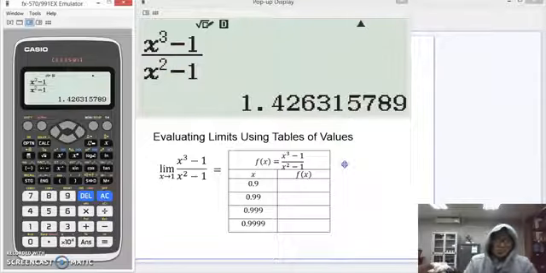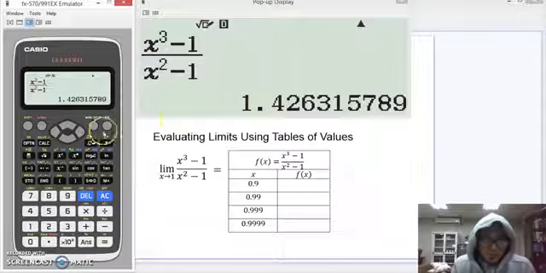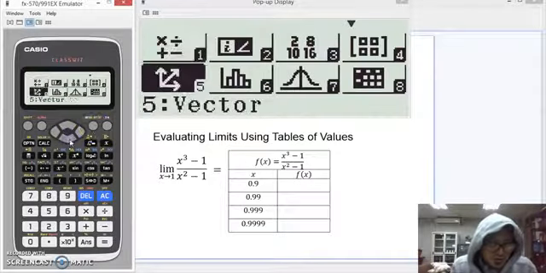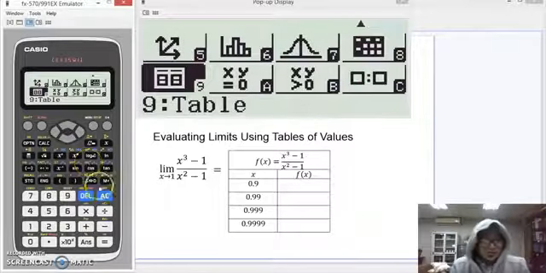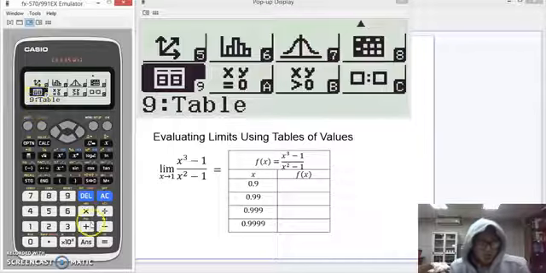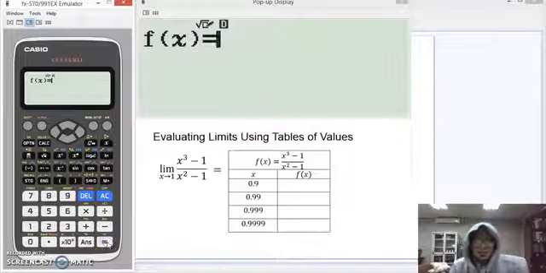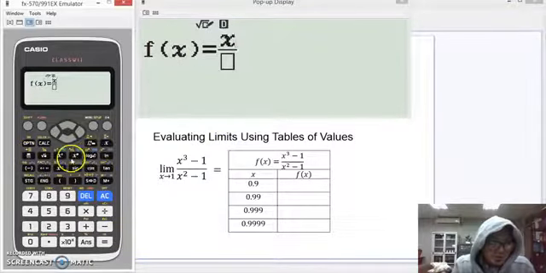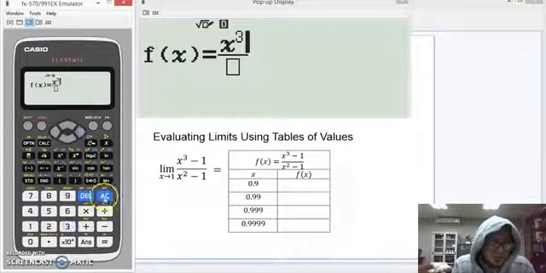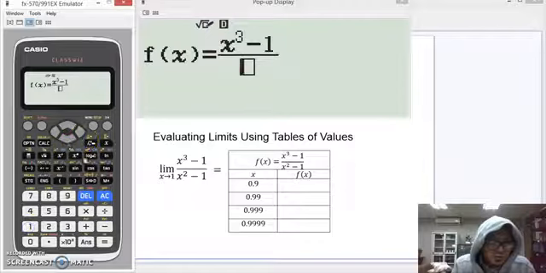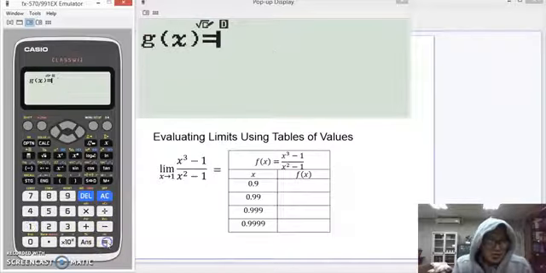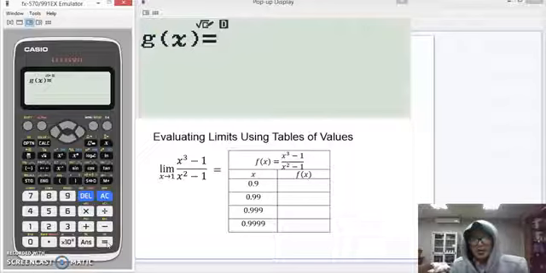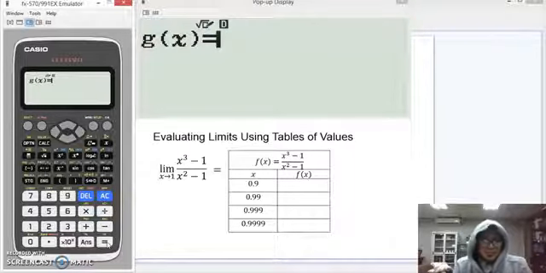Now let me introduce to you a new feature of the ClassWiz. It's actually in the menu. You have here number 9, table. To go into this mode, just press equal. Here you'll be asked to input your function. So our function is of course x cubed minus 1 over x squared minus 1. Now pressing equal again, this will appear. It will actually ask you to input another function. You can actually make a table of values for two functions here, but for this problem let's just ignore this.